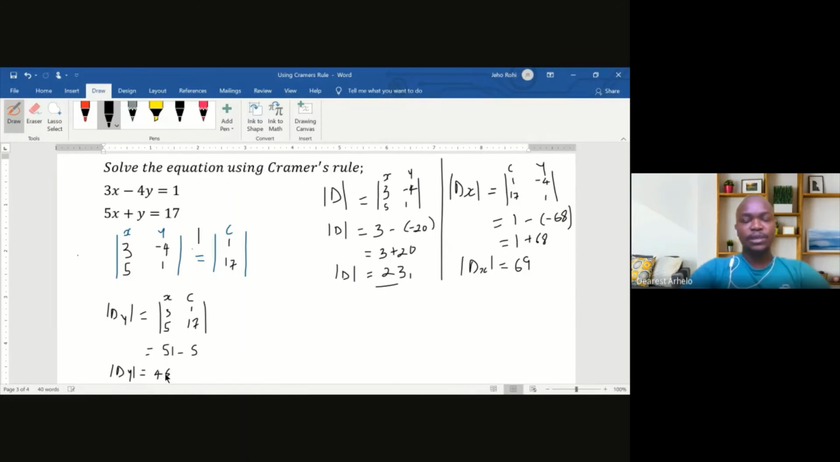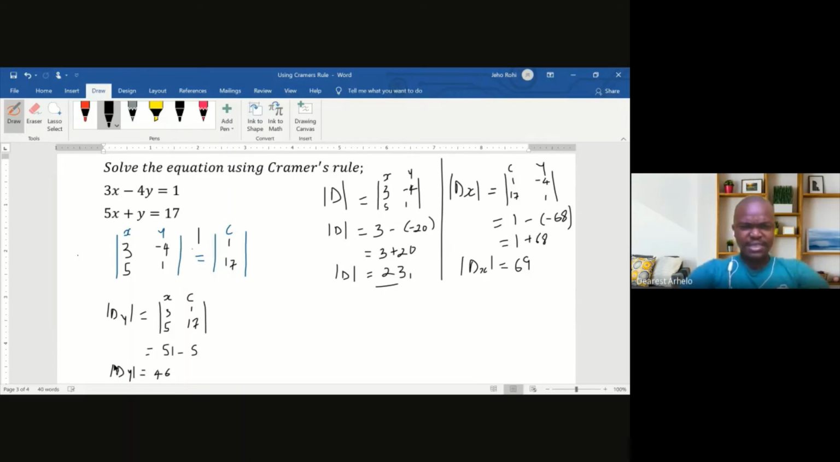So this is how we got our d determinant, the dx determinant, and the dy determinant. If you missed my video on how to find the determinant of a 2 by 2 matrix, you can click the link above to see how we solve for the determinant of a 2 by 2 matrix.